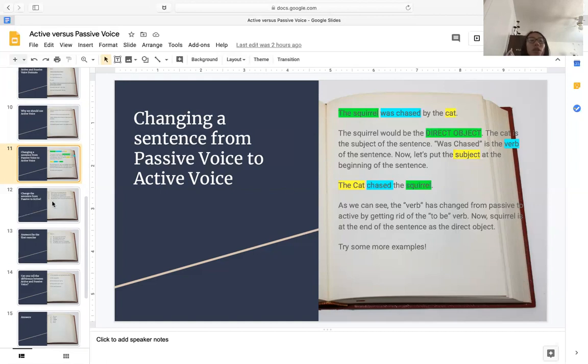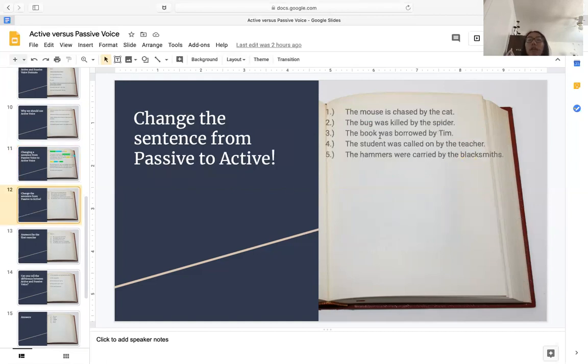Let's try some more examples. Here we have, the mouse is chased by the cat. The bug was killed by the spider. The book was borrowed by Tim. The student was called on by the teacher. The hammers were carried by the blacksmiths. Here are the answers for the first exercise.